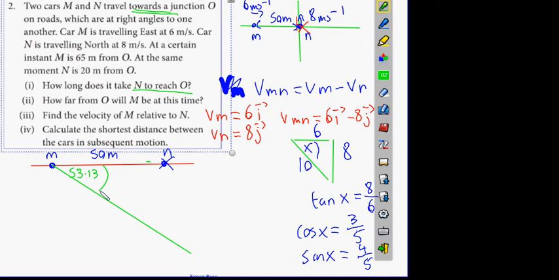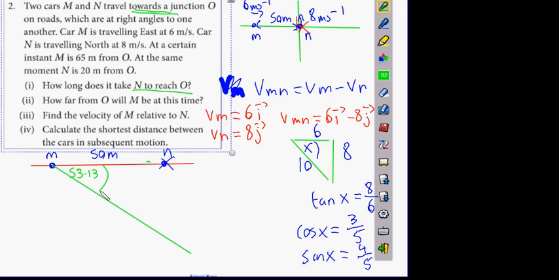Now, we're going to find the shortest distance between the two of them. If my answer is correct, what does it need to be most definitely less than? It has to be less than 50, doesn't it? Because if it's more than 50, we've gone backwards. They're further away than ever. So let's see what happens.